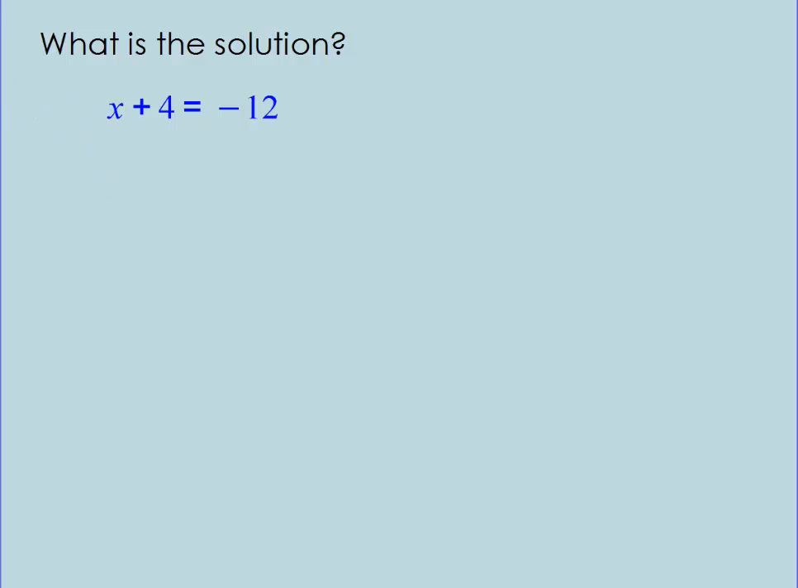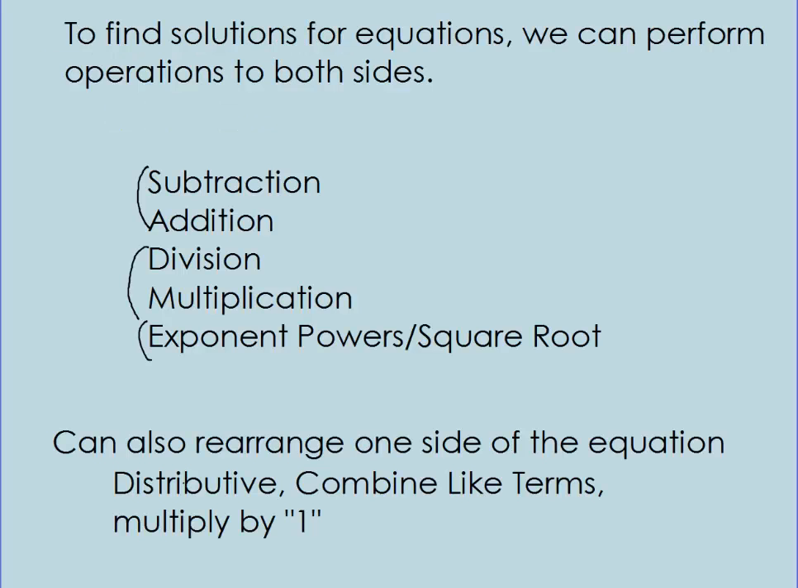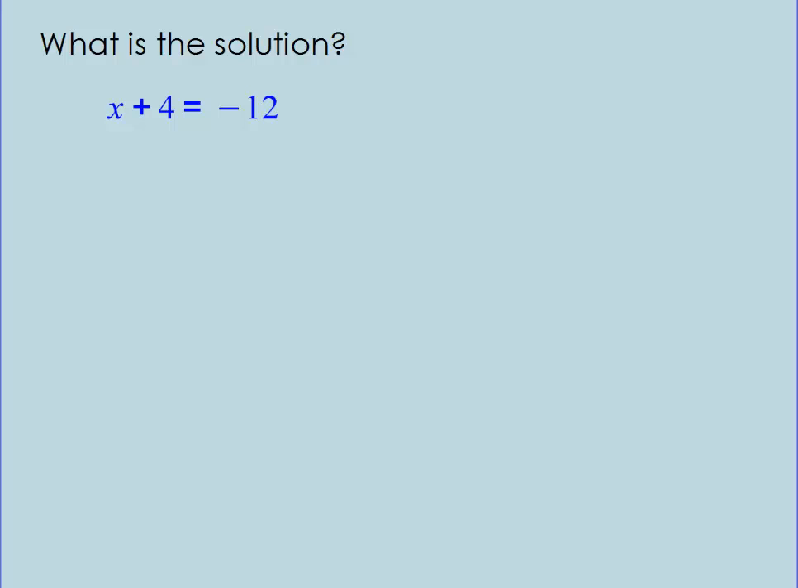For a really basic one, what's the solution of this? The goal for all of this is to isolate the variable. Whenever you have x equals something, or whatever the variable is, y equals something, you're done. You've got your answer. So I want to get x by itself. The first thing I'm going to do is add or subtract. Since this is plus 4, I'm going to subtract 4 from both sides of the equation. Make sure you use the equal sign as the divider.